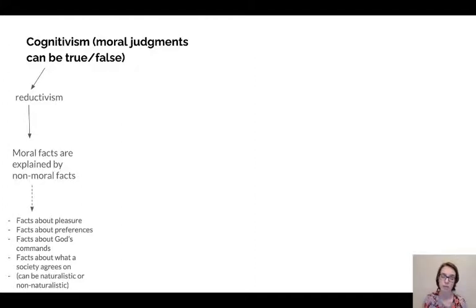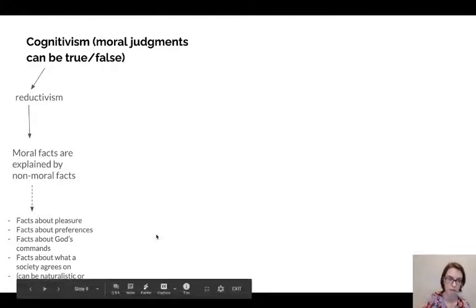Well, maybe it turns out it's facts about what's pleasurable to people. Maybe the moral facts are determined by what produces the most pleasure. Maybe they're determined by facts about people's preferences. Maybe they're determined by facts about what God commands. That is, maybe God determines the moral facts. Maybe they're facts about what a society just agrees on. That would be a very different view.